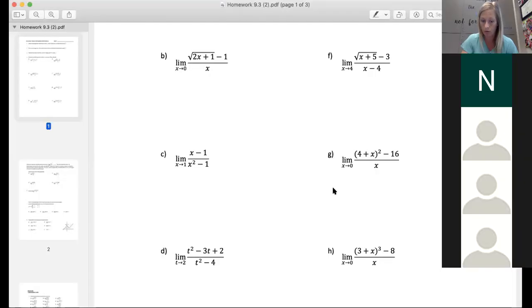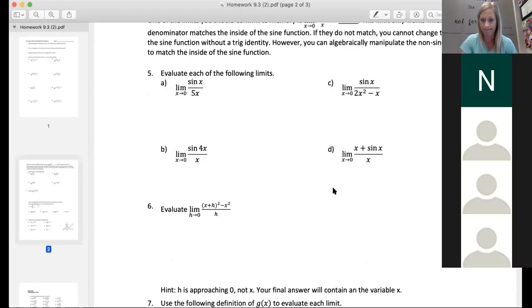Let's see, switching back, homework. Anything else then on page 1 or 2 before we hit page 3?